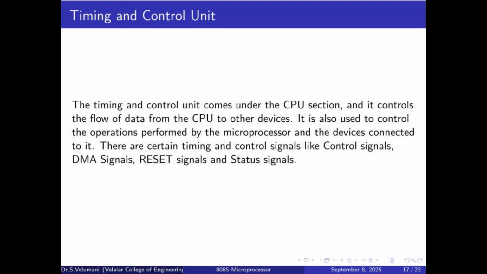Timing and control unit. The timing and control unit comes under the CPU section, and it controls the flow of data from the CPU to other devices. It is also used to control the operations performed by the microprocessor and the devices connected to it. There are certain timing and control signals like control signals, DMA signals, reset signals, and status signals.